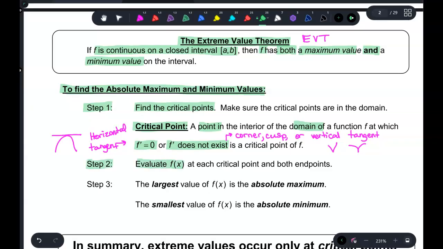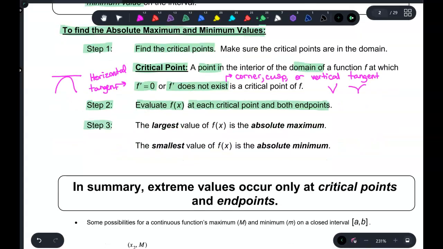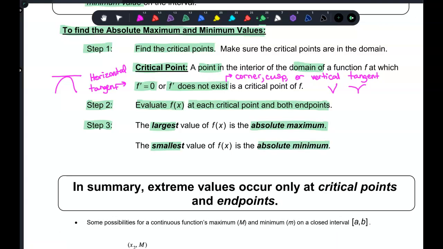Then the next step, we'll refer back to this. We're going to evaluate f of x at each critical point and both endpoints, and then figure out what's the largest. That's our absolute maximum. Smallest, absolute minimum. So absolute maximums could occur at a critical point or at an endpoint.